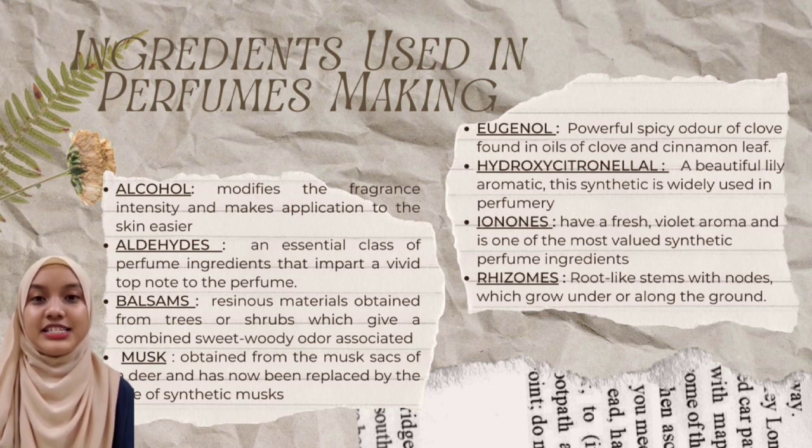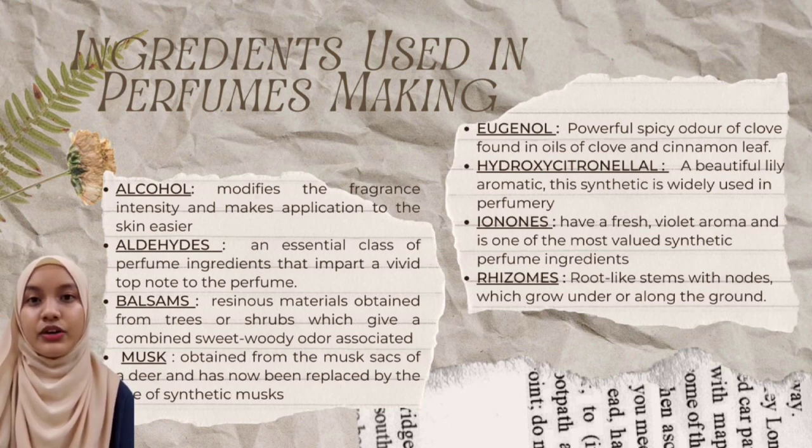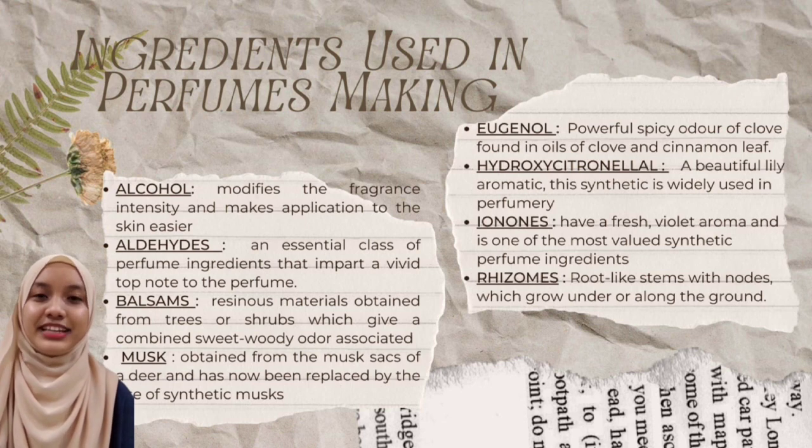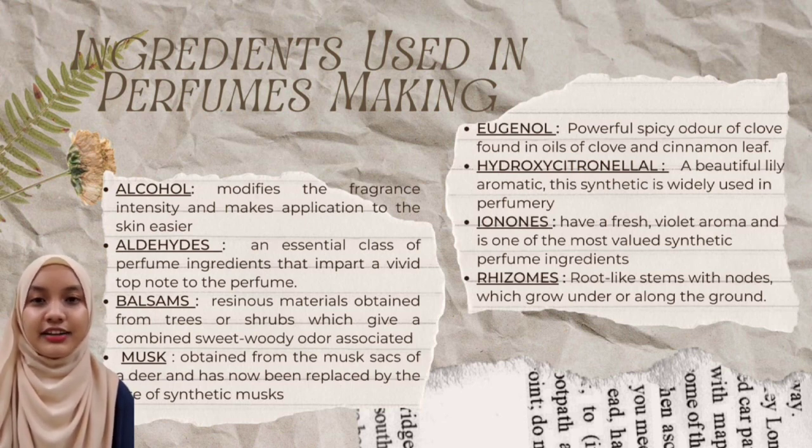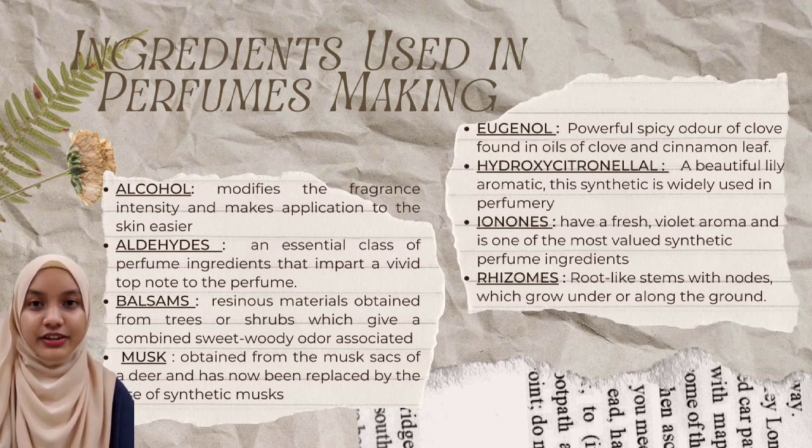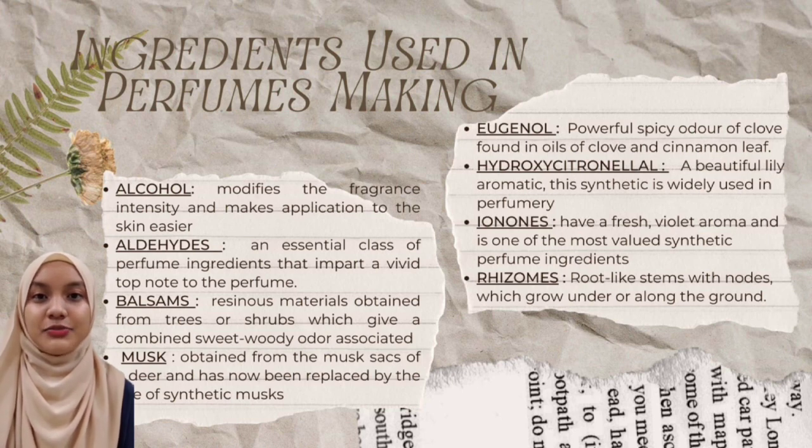The original musk is obtained from the pouch found between the rear legs of the male musk deer that has now been replaced by the use of synthetic musk. The next one is eugenol, which is a powerful spicy odor of clove found in oils of cloves and cinnamon leaf. Next, we have hydroxycitronellal, which is a beautiful lily aromatic. It is widely used in perfumery. Lastly, we have rhizomes. A rhizome is a root-like stem which grows under or along the ground, where it was used for face powder or perfume sachet.